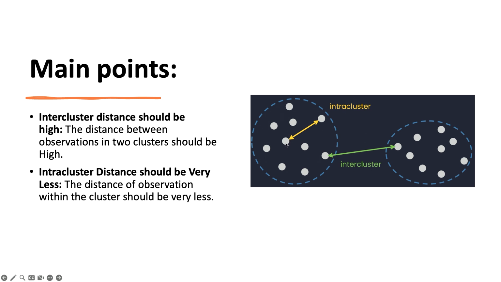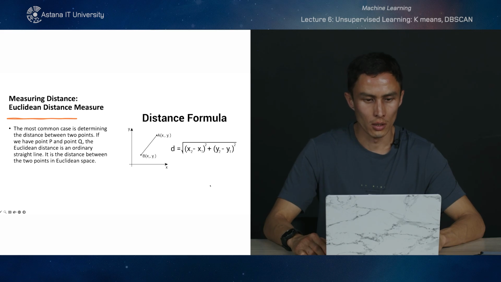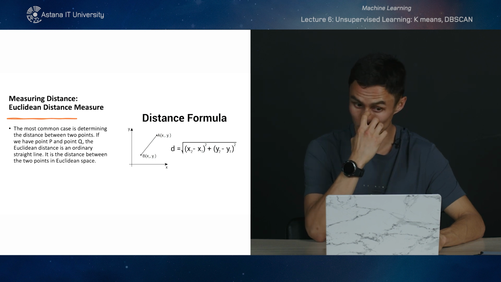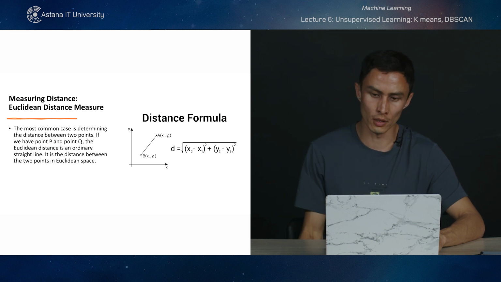These 2 data points inside of this circle are called intra-cluster, and these 2 data points within 2 different clusters are called inter-cluster. So how do we calculate the distance between 2 data points here in our scatter plot?